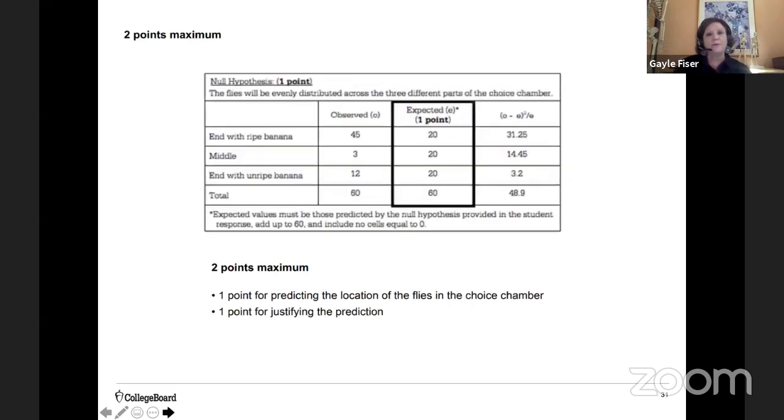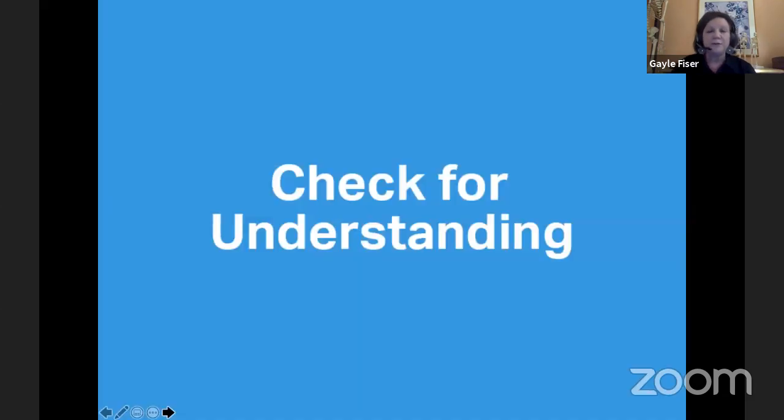Okay, so this was the scoring guidelines. We predicted there was 1 point for just predicting the right number of expected in each, and then 1 point for justifying the prediction, which is our null hypothesis. Well, no, that was a separate point. The flies will be evenly distributed across the 3 different parts of the choice chambers. So that said the same thing as they preferred each equally, or there would be the same number in each. And that would be because of the glucose.